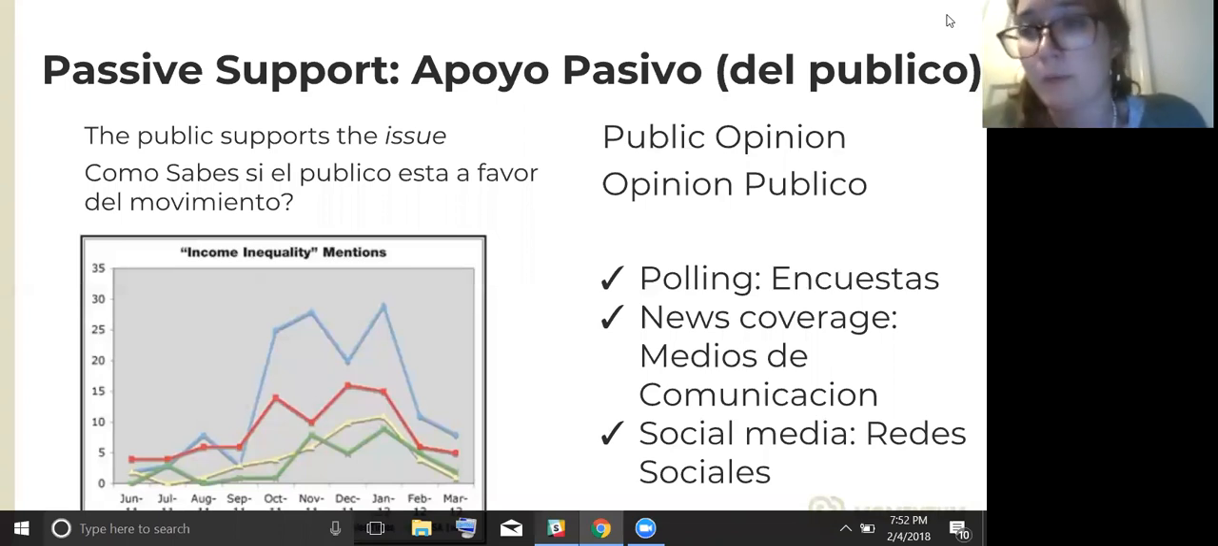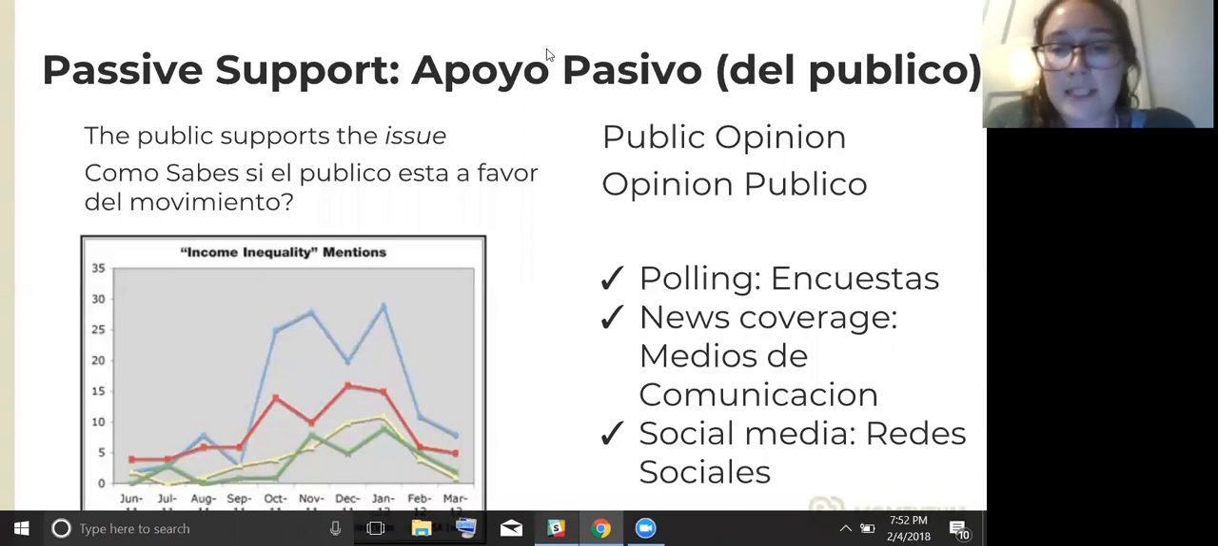One, you need 3.5% of the population actively participating, and you also need a majority, at least 50%, of the public, basically, who agrees with your issue. And the way that you measure if you have that is basically through public opinion. So you can do it through polling, but also through news coverage, through how people are talking about stuff on social media.